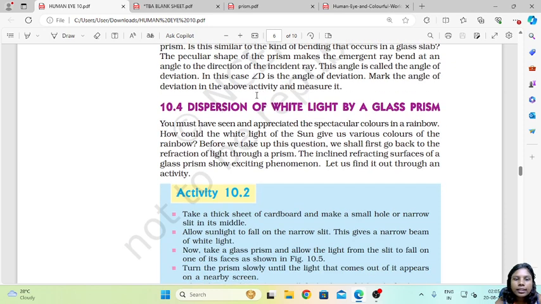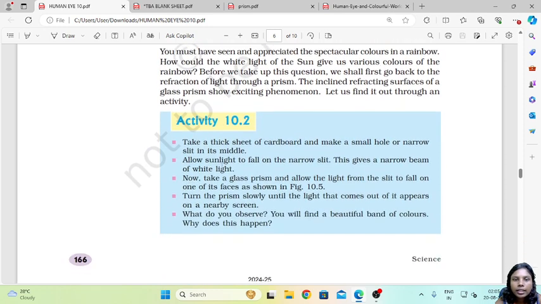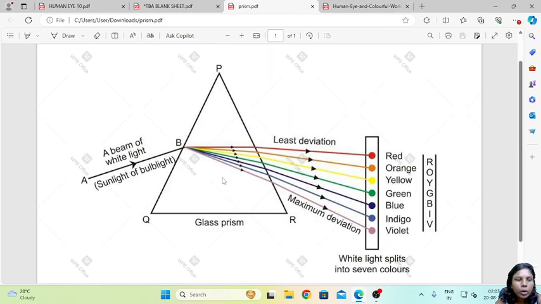Now we'll understand the dispersion of white light by a glass prism. What we see here is the prism PQR, and this is the beam of white light that is entering. The white light is getting broken down into its constituent colors, that is the 7 colors: red, orange, yellow, green, blue, indigo and violet. Out of these, the least deviated or the least bent one is the red, and the maximum deviation or most bent is the violet.